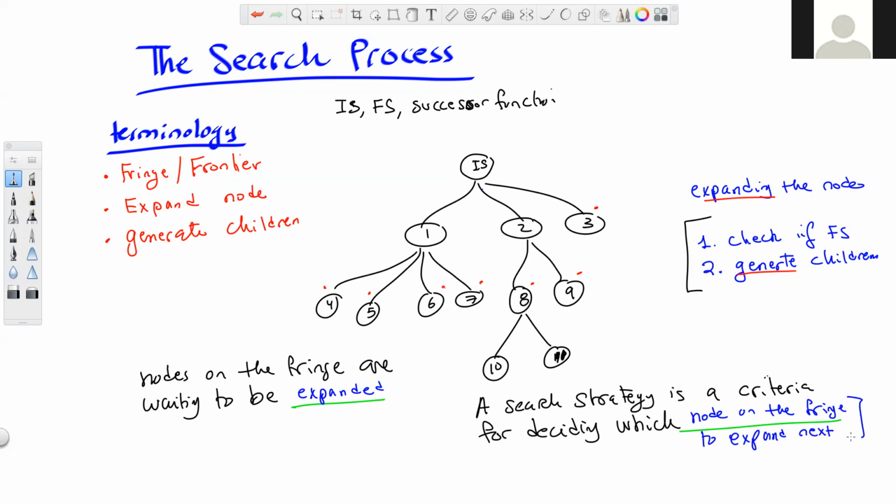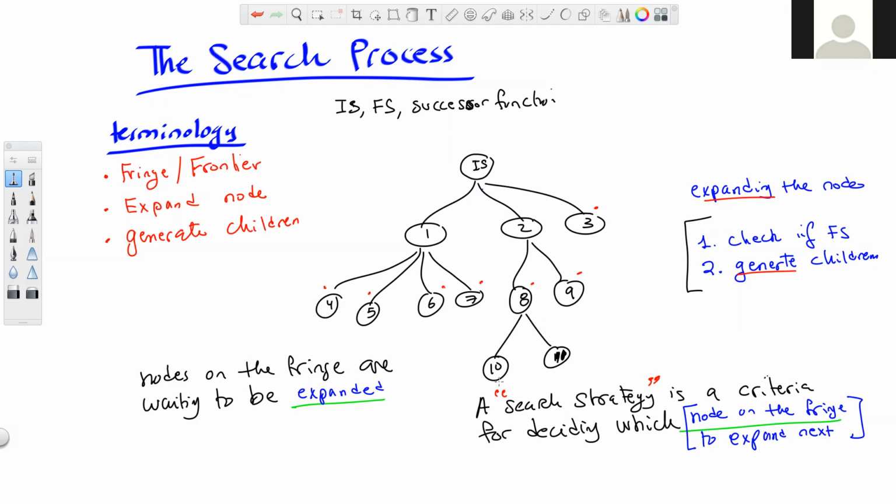That's it. The minute you tell me what is the criteria that I am using to decide which node on the fringe to expand next, then I'm done. I have a search strategy and I can tell you exactly what's going to happen in the search process. Pretty simple. It's very important. I go over this very slowly, because if you understand this, these different search strategies will become very easy to navigate.